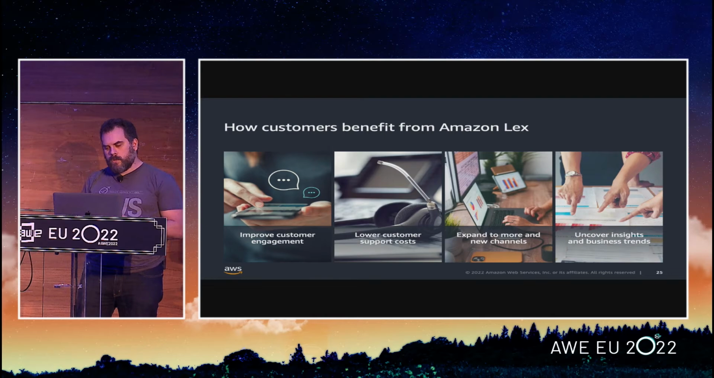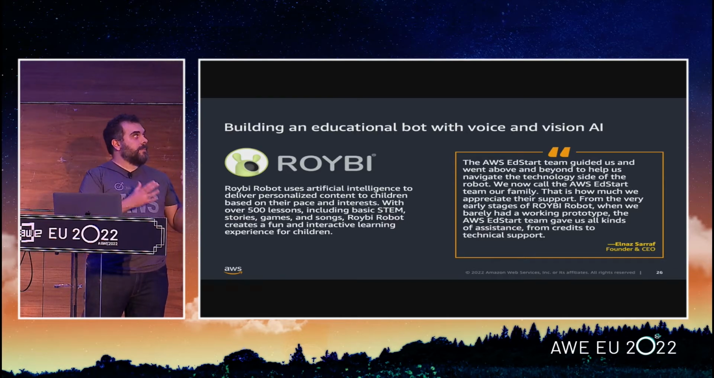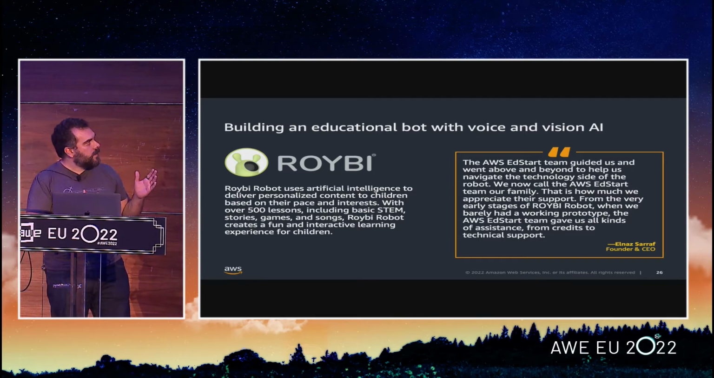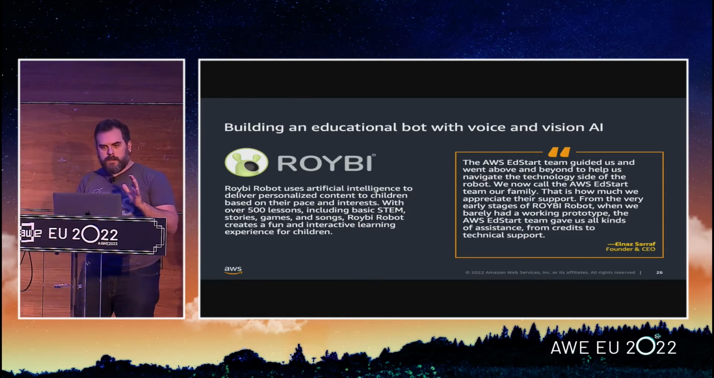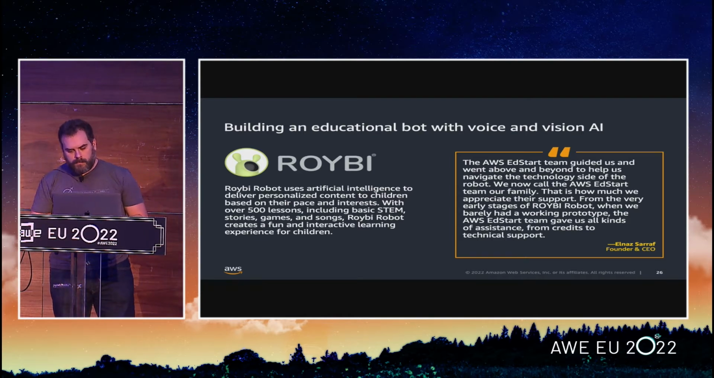Of course, we can use that in our digital human shape. And one of the customers, it's not really a digital human, it's a robot, but it's similar. So it's a project, Roybi, a robot for children, for education. It uses Polly, Lex, and what we'll see in a couple of seconds, also Rekognition, so the computer vision part, providing interaction with the child.